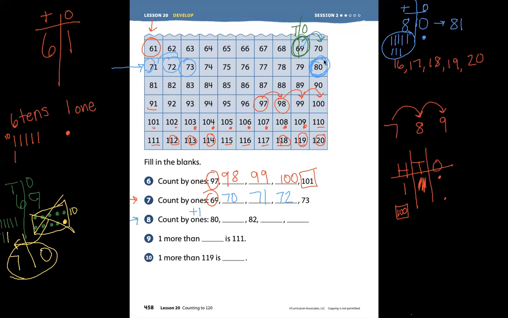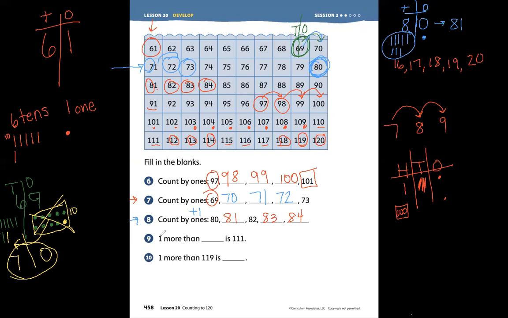So if we're here at 81, remember on the next line, we're still going to look for 8 tens, right? So 81, 82, 83, 84. Let's fill this in. 80, 81, 82, 83, 84.